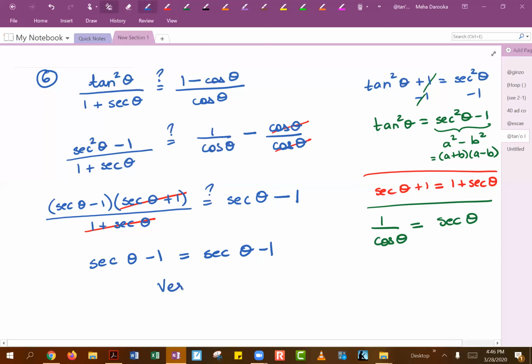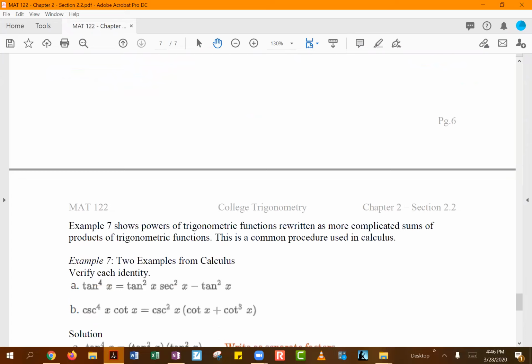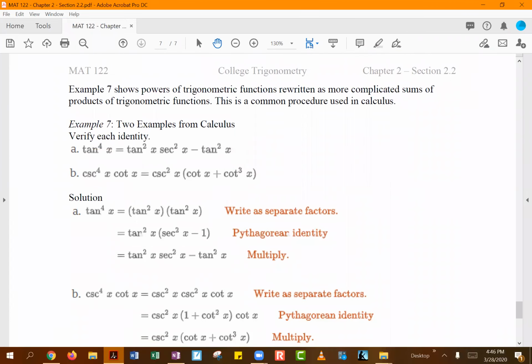So this is how we can verify number 6. Okay, so this is where, like I said, you do each side individually and then try and show that the two expressions will in fact be equal. So that was example number 6.